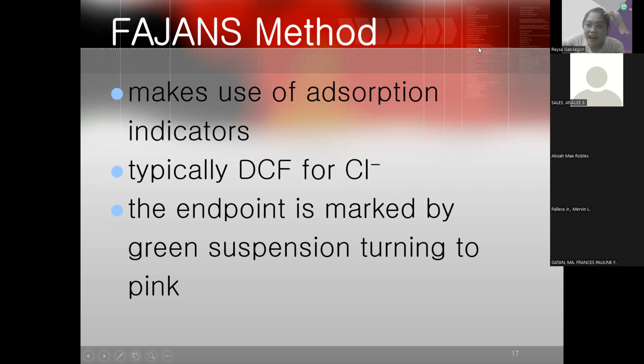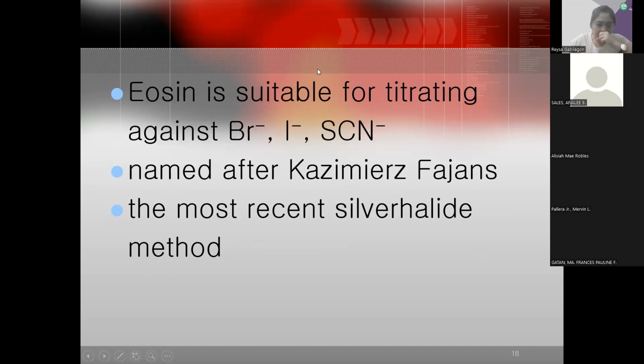And then lastly, we have the Fajans method, which uses adsorption indicators. We have three types of methods in our precipitation reaction, each with its own indicator. In the Fajans method, we're going to use the adsorption indicators. For example, the dichlorofluorescein, DCF, is used for chloride determination. So the sample is chloride, the indicator is DCF. And what will be the endpoint here? The endpoint is marked by a green suspension. So originally, the sample will be colored green, and then it will turn to pink after. So if the solution turns into pink, that's the end of the titration process.